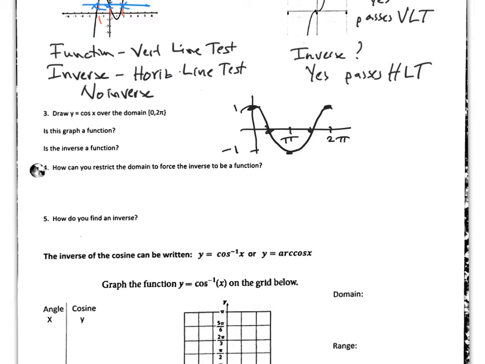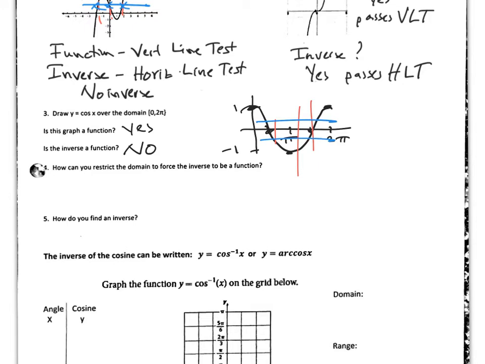Is this graph a function? So that is your vertical line test. And yes, the graph is a function. So cosine is definitely a function. Is the inverse a function? Inverse is the horizontal line test. And no, the inverse is not a function.